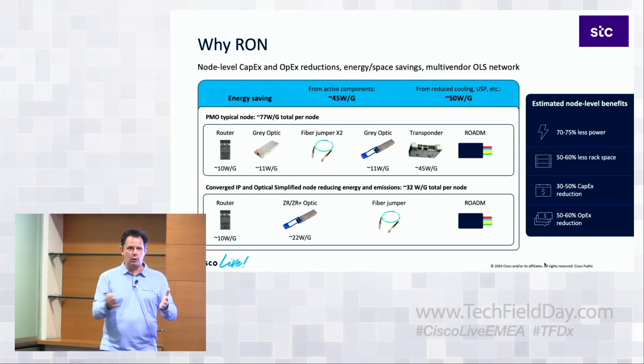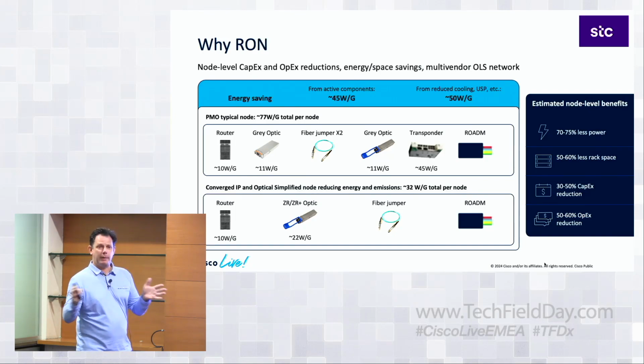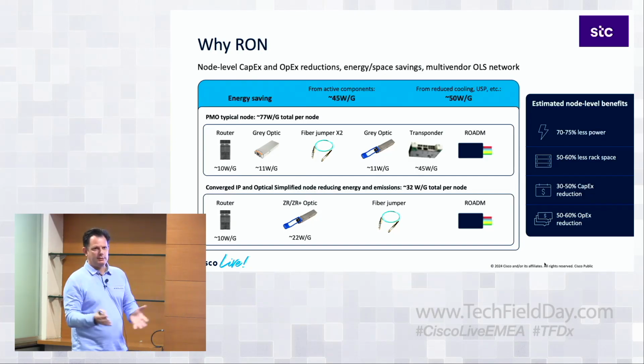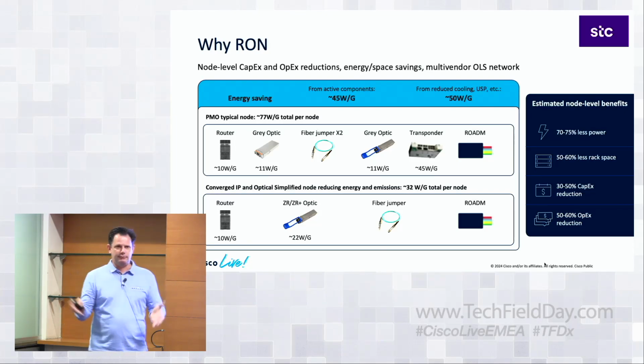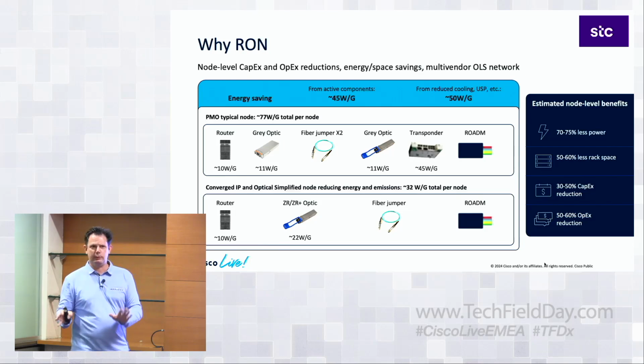These things all consume power, and this is a way more effective means of having a low watt, high speed capacity over your networks. It also reduces space, right? Rack space. You don't need all these transponder shelves anymore in the service provider. You can reduce that. So overall, there are CapEx advantages to this. And overall, there are OpEx advantages to this. You need less power, you need less space, and so forth, right? So that's why we're doing RON.